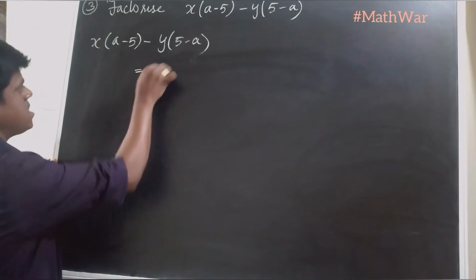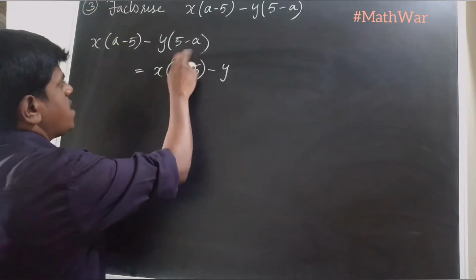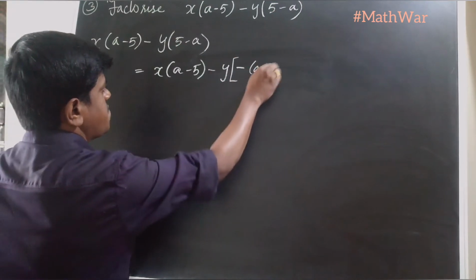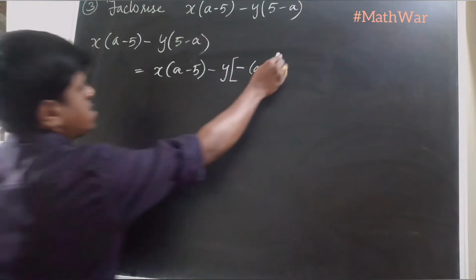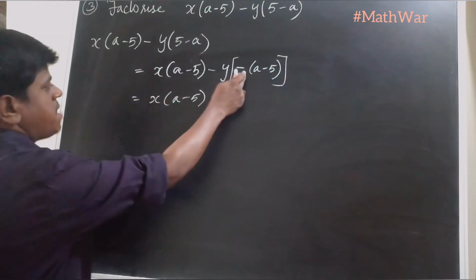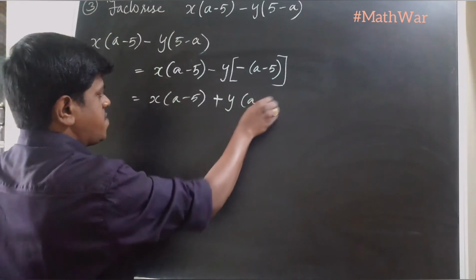So x into a minus 5 minus y into 5 minus a can be written as minus of a minus 5. That is equal to x into a minus 5. This minus sign, if it comes outside, it will become plus. Plus y into a minus 5.